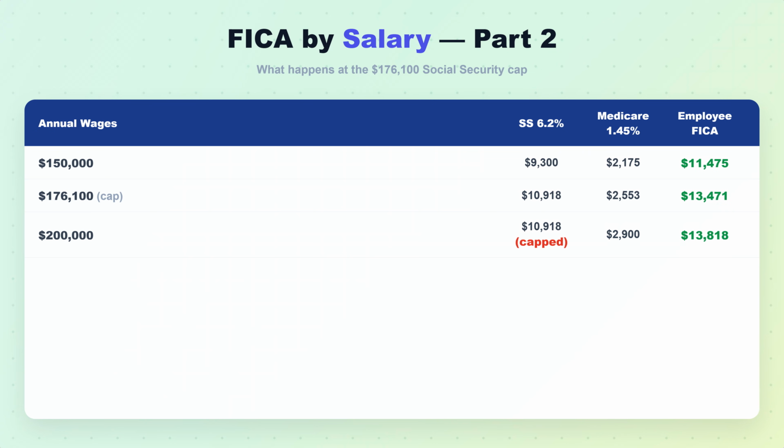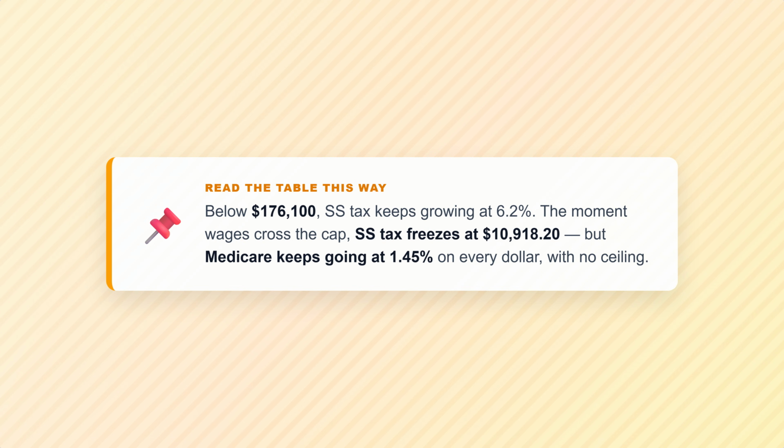Now watch what happens at higher salaries near the Social Security cap. At $150,000, total FICA is $11,475. At the cap of $176,100, total FICA is about $13,471. But at $200,000, look closely, Social Security freezes at $10,918 because it's capped, while Medicare keeps climbing. That's the key behavior to understand.